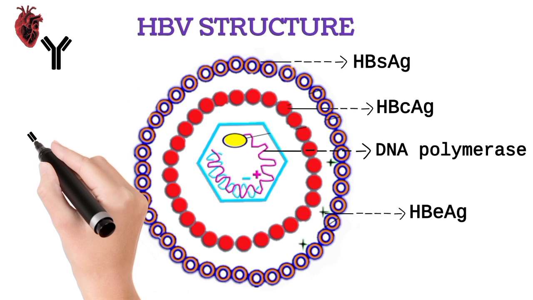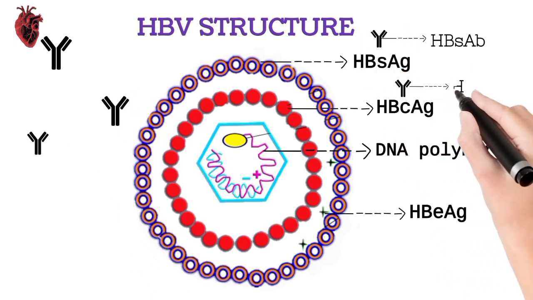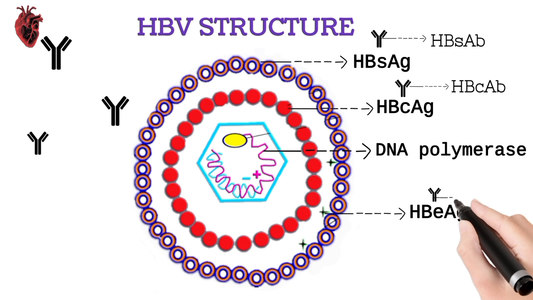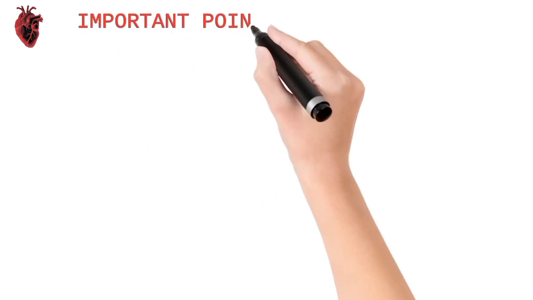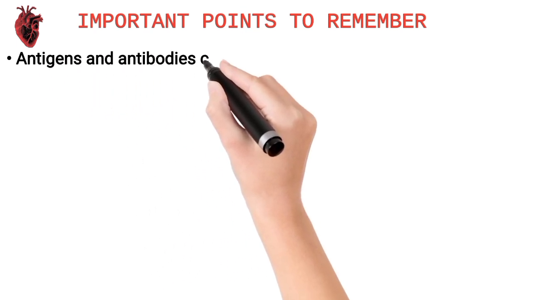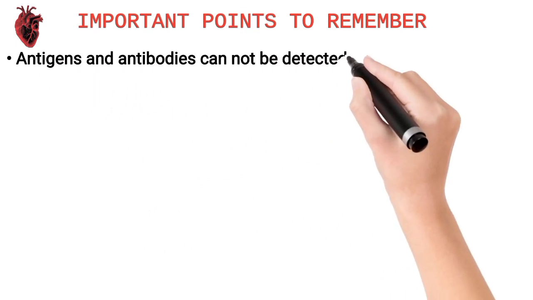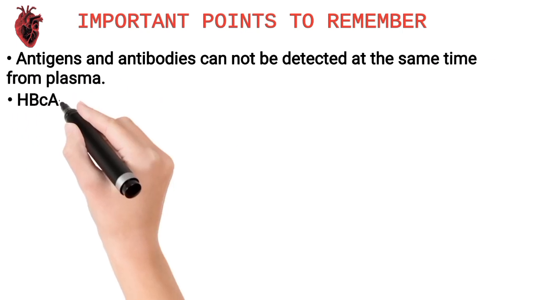Body produces antibodies in response to antigens like hepatitis B surface antibody, hepatitis B core antibodies, and hepatitis B E antibodies. Some important points to remember. Antigen and antibodies can never be detected at the same time. When antigen is positive, corresponding antibodies would be negative.